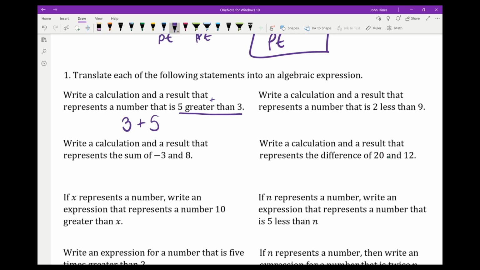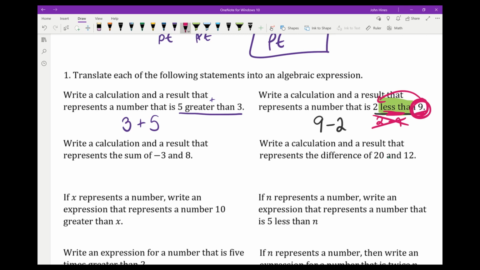Write a calculation for a result that represents a number that is 2 less than 9. Well, notice, where am I starting again? I'm starting at 9, and I want to be 2 less than that, so 9 minus 2. I need your little warning lights to be going off here whenever you see less than. For greater than, more than, if you write 5 plus 3, it's fine. You cannot write 9 minus 2, as tempting as that is. Whenever you see these less thans, and even greater thans, more thans, you always start with that second piece, because that's where you're starting. In English, we're 2 less than 9. 9 is where we're starting.